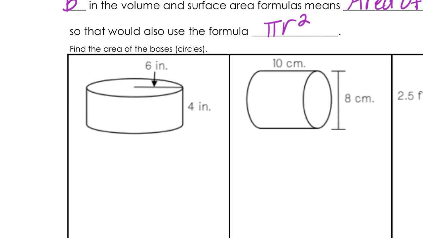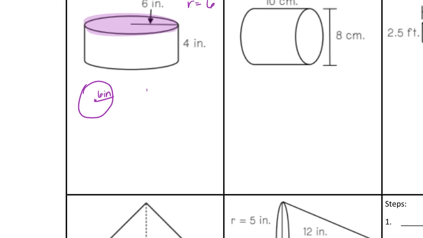So in this case, for this first one, we have a cylinder and its base is a circle. I'm actually going to draw kind of a mini circle here, and I'm going to label what's given to me. In this case, the radius is 6. So to find our area of the base, we would do pi times radius squared. So this would be pi times 6 squared, which is 36 times pi.